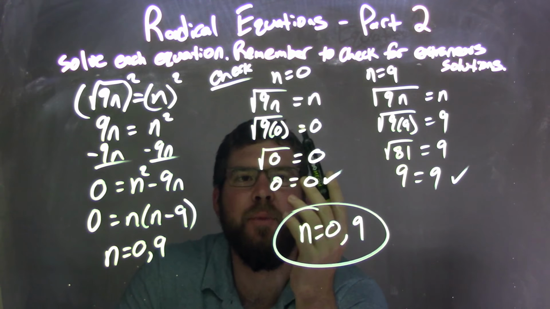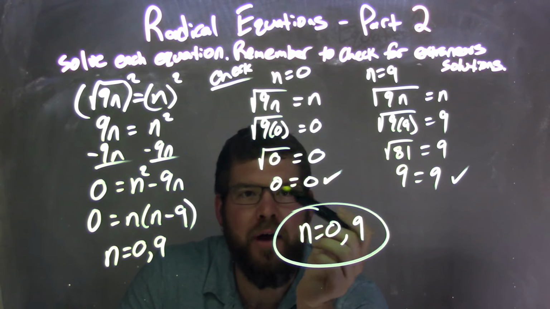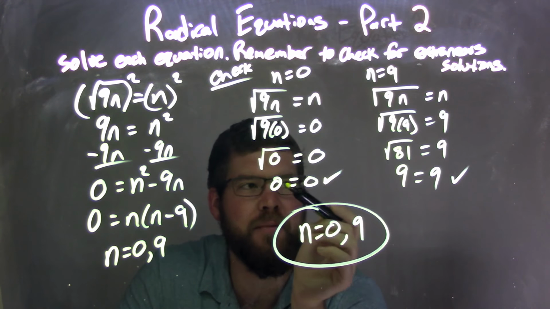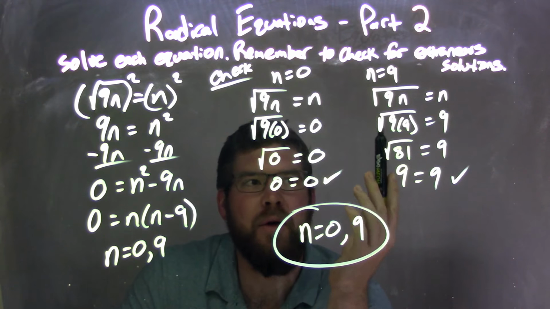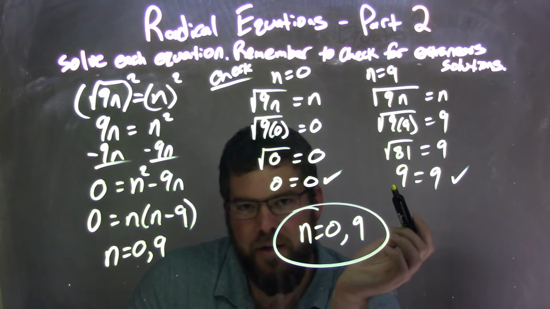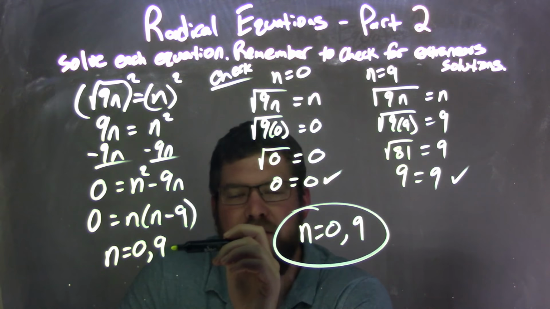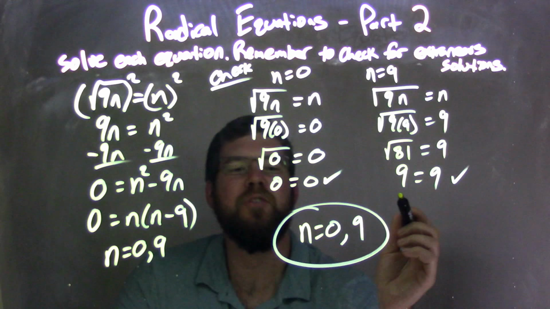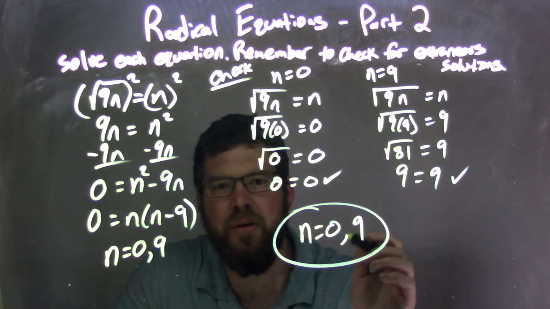I put both of those into my original equation. When I simplified 0, I got 0 equals 0 on both sides, meaning that's a real solution. It's a true statement right here. Same thing with 9. Plugged 9 into my equation, simplified. When I did that, the 9s were also equal. 9 equaled 9, making this 9 here a true solution. There were no extraneous solutions in this problem, and so our final answer is n equals 0 and 9.